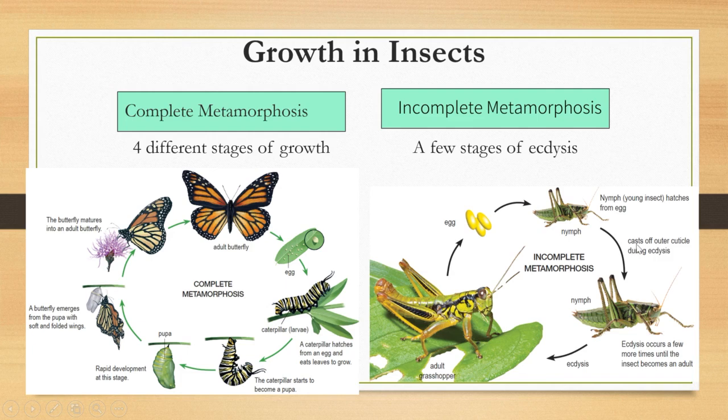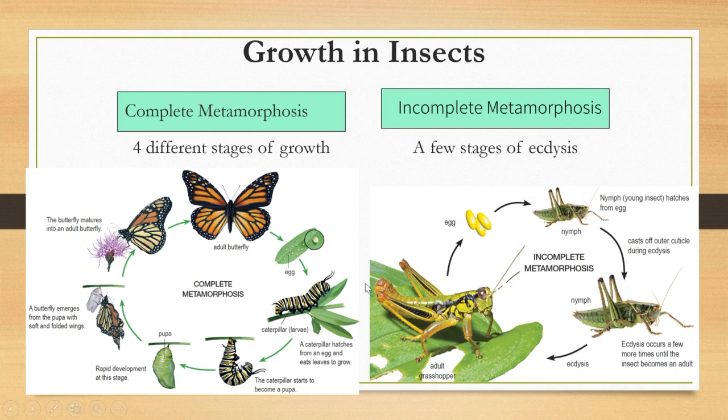The nymph casts off its outer cuticle during ecdysis. During ecdysis, the old exoskeleton of the nymph is shed off and replaced by a new exoskeleton. Ecdysis occurs a few more times until the insect becomes an adult.